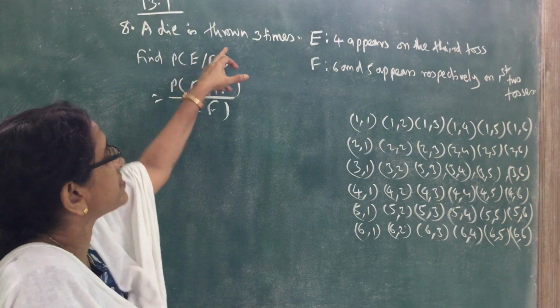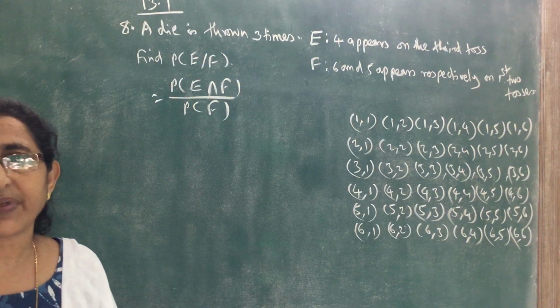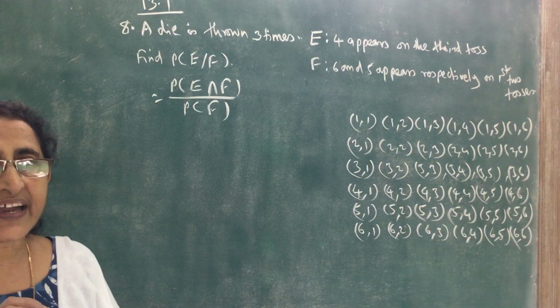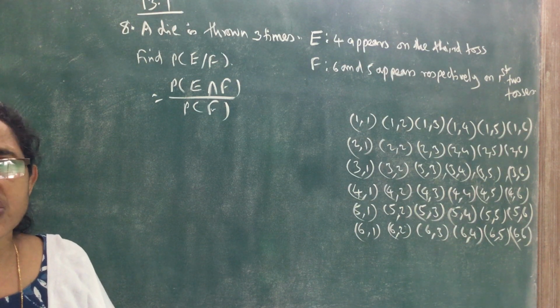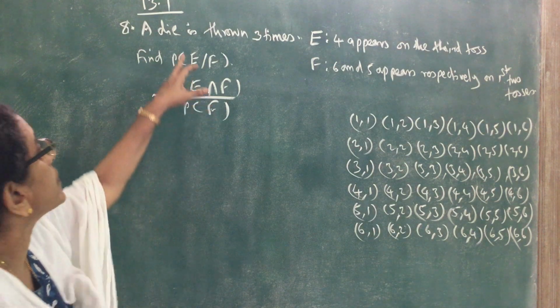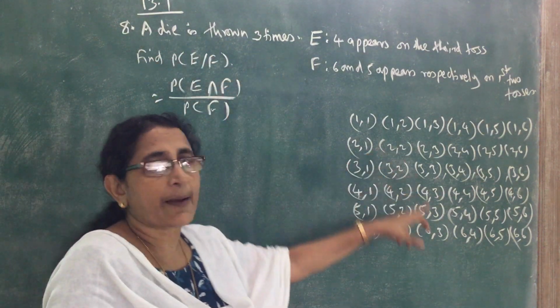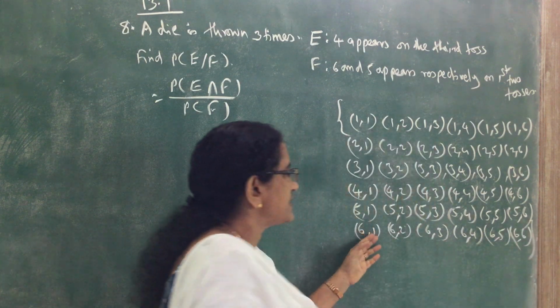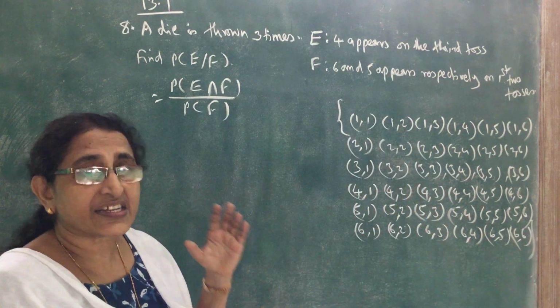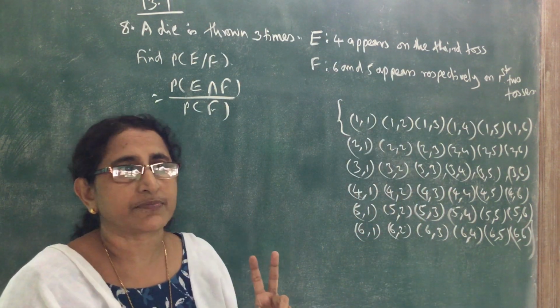A die is thrown 3 times. So that is the random experiment. So what is the sample space? In the case of a die thrown 2 times, this is the sample space. Sample space means a set. So this is the sample space of the experiment, a die thrown 2 times.